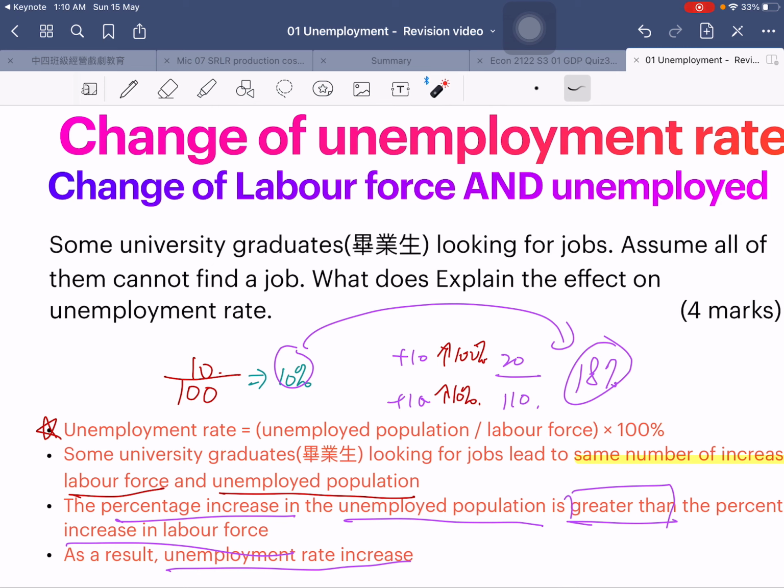Okay, so you can also find more examples in the notes, and also the exercise. So work hard, boys and girls. If you have any questions, just let me know.